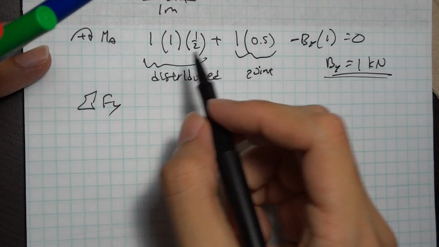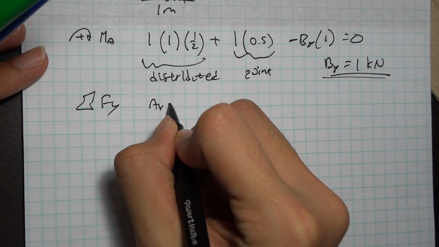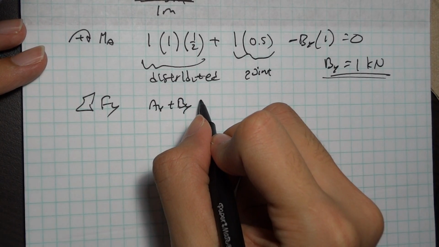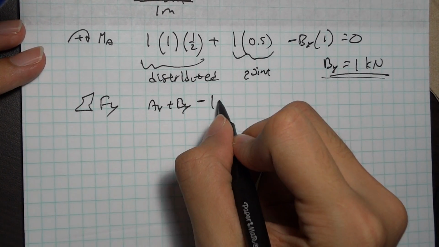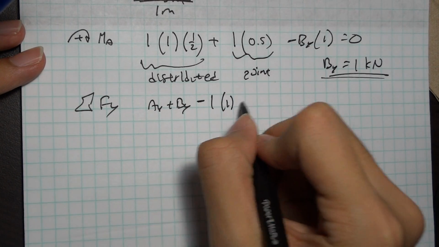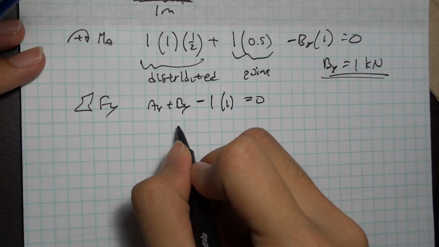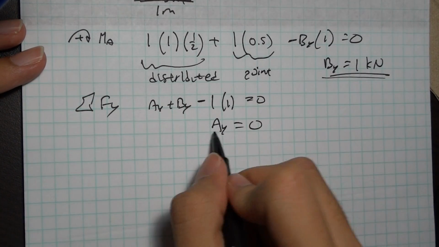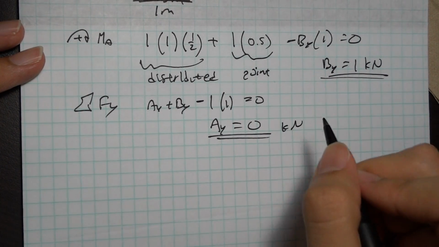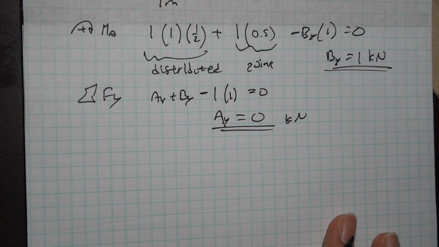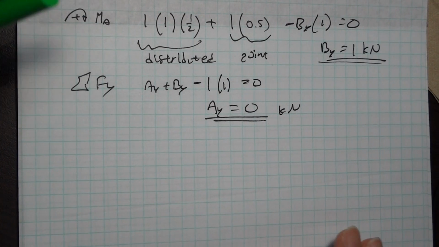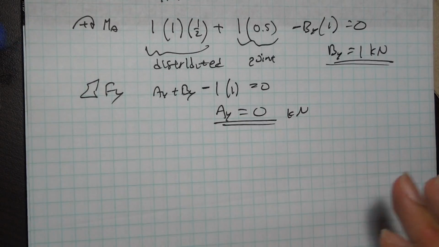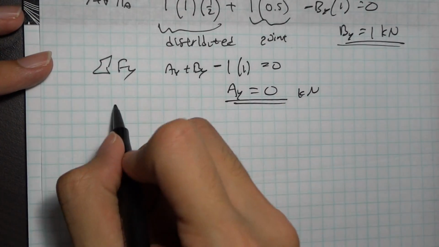So when you do your sum of forces in the Fy, you have Ay plus By minus 1 kilonewton per meter times 1 equals 0. And now note that By is equal to 1, so Ay is just equal to 0. And this is perfectly fine. You can have a reaction that is equal to 0. All that means is that your loads balance out in such a way that your reaction doesn't do anything. So it's perfectly fine.